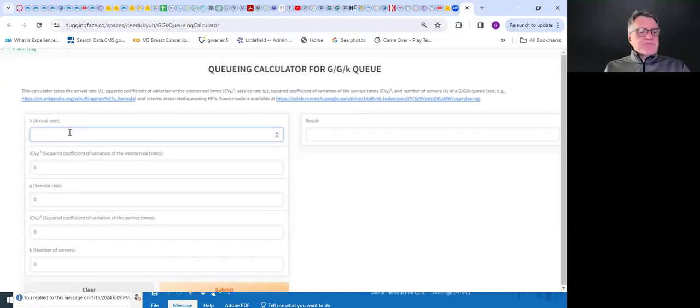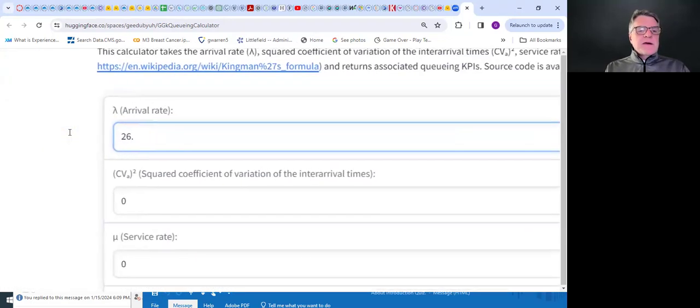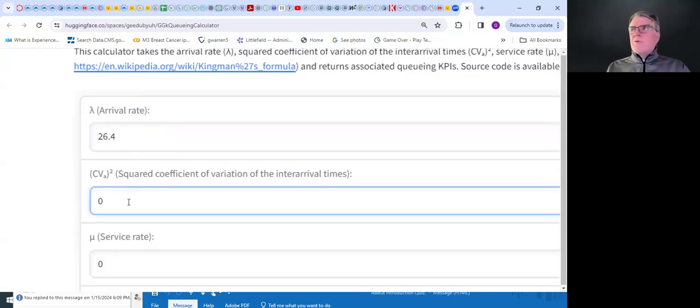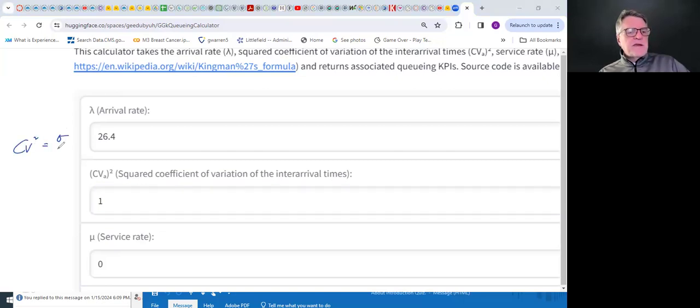All right, so what I need to do is put in my arrival rate. Let's just zoom right in so you can see that. 26.4 per hour. Now, for a Poisson process, CV sub A squared is equal to 1. What is this coefficient of variation? CV squared is generally the standard deviation divided by the mean, all squared. Whether we're figuring CV sub A squared or CV sub P squared, it's the same idea: the standard deviation divided by the mean, squared. For the Poisson distribution, the mean and the standard deviation are identical. So when I divide them by each other, I get 1. That's why I have this.